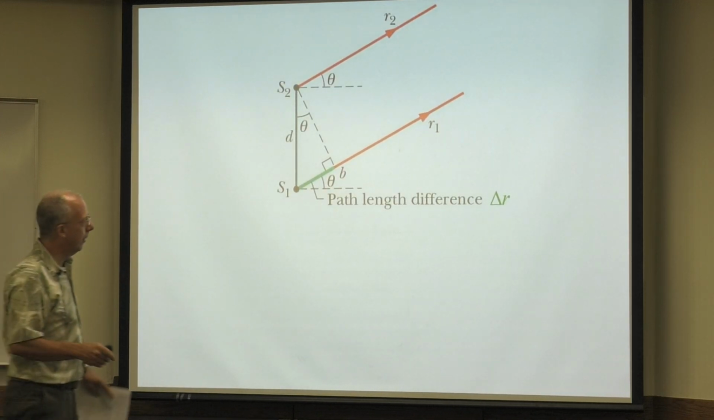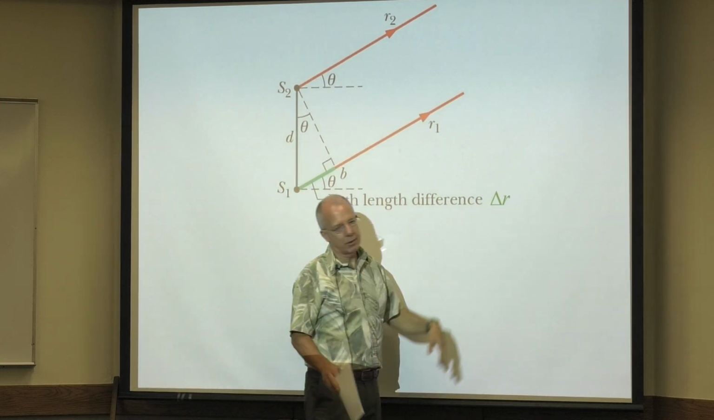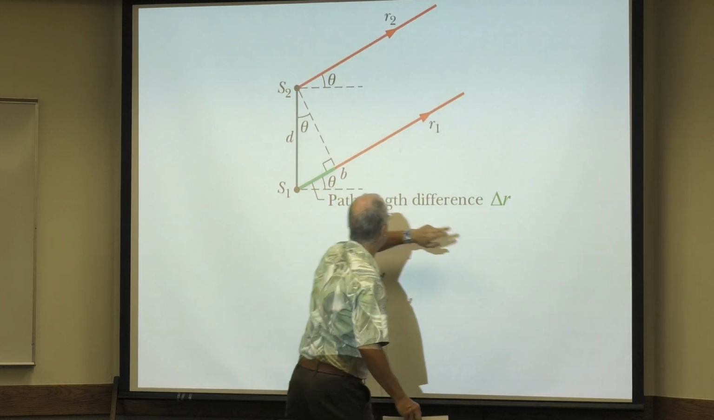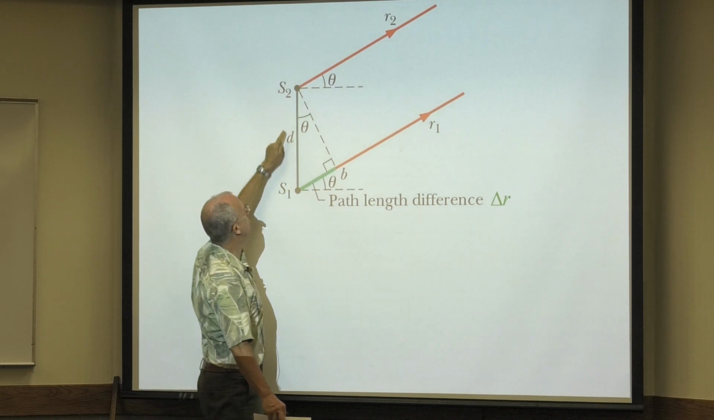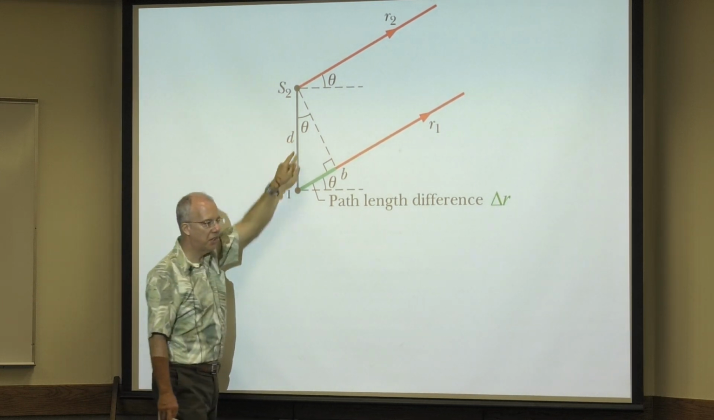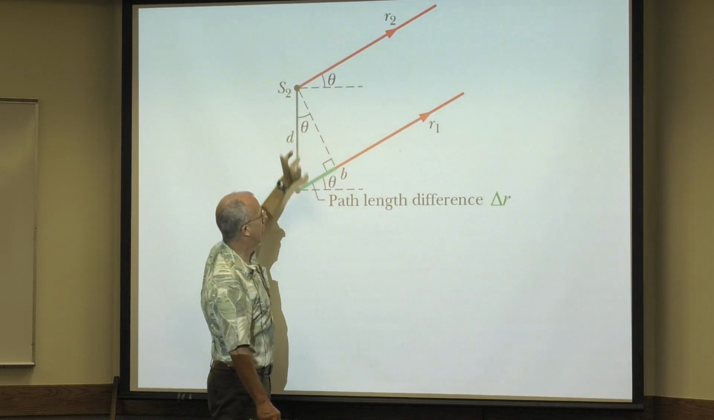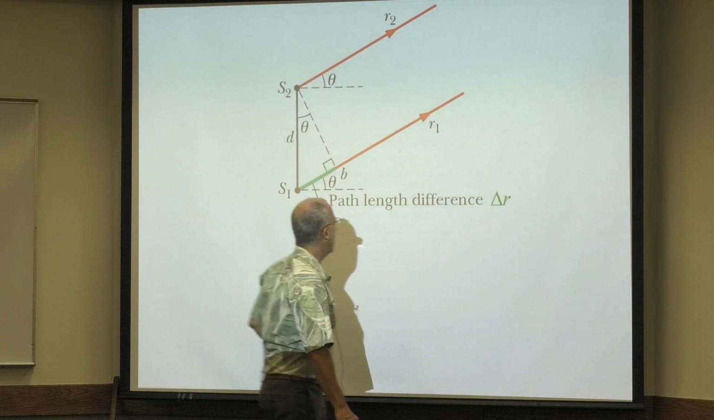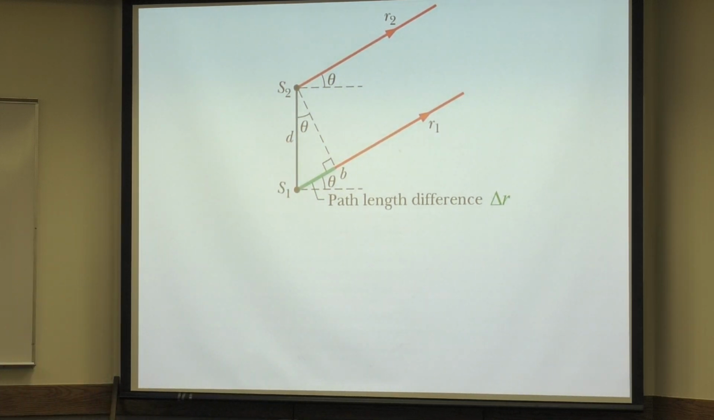All right, now, here's the crucial thought. You do it yourself. We're going to call it delta R. Sometimes we call it delta D, sometimes delta R, whatever. What is the path length difference, delta R, in terms of d, the distance between the two slits, and this angle theta? You figure it out, just trigonometry. What is delta R in terms of d and theta? So you figure that out, please.